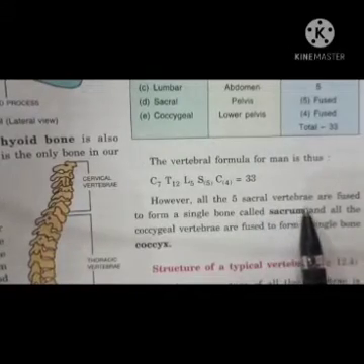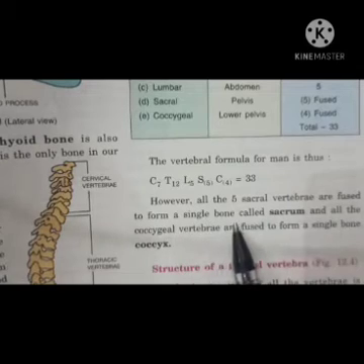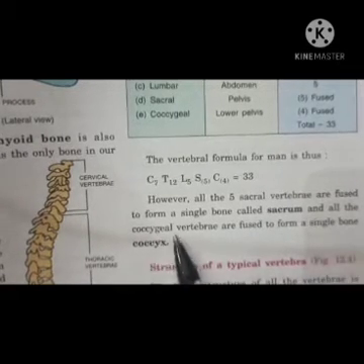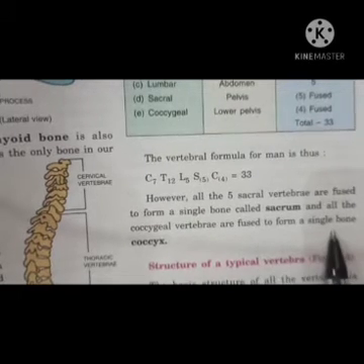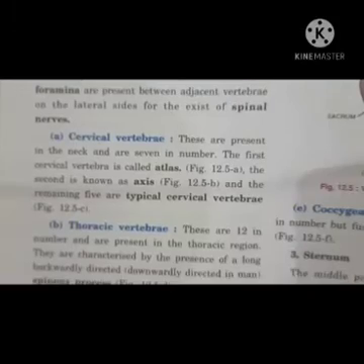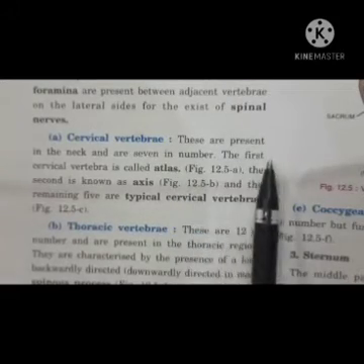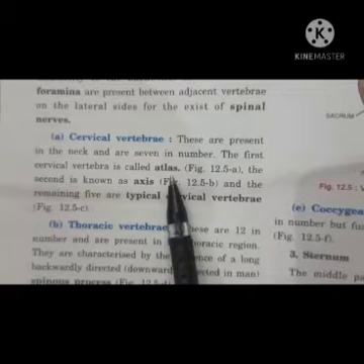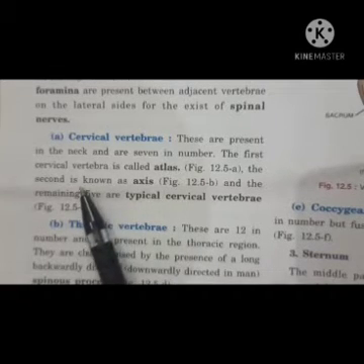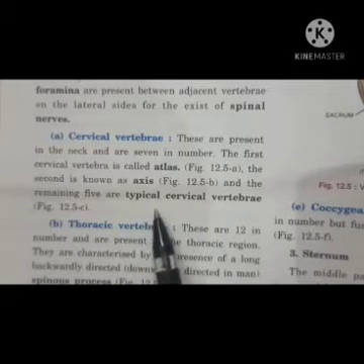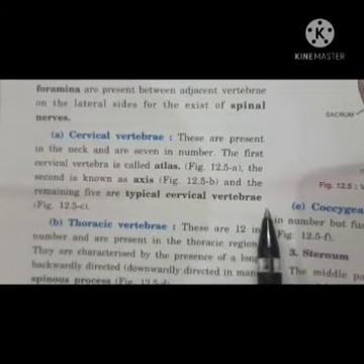All 5 sacral vertebrae are fused to form a single bone, that is called what? Sacrum. And all the coccygeal vertebrae are fused to form a single bone, that is called coccyx. Now what is atlas? Actually the first cervical vertebra is called atlas, right? And the second cervical vertebra is known as axis, and the remaining 5 are called typical cervical vertebrae.